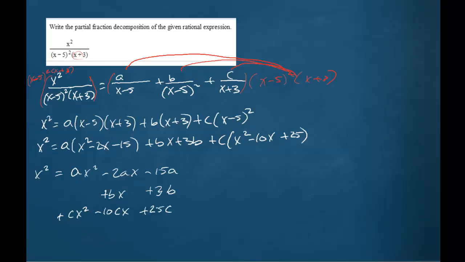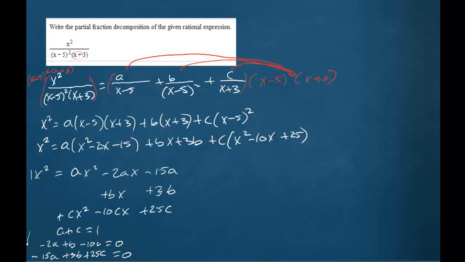And now this is going to give us a system of equations, because all we have in terms of quadratic terms over here on the right is Ax squared plus Cx squared. And if that's equal to x squared with an understood 1 out front, that tells us that A plus C must equal 1. Then we have minus 2Ax plus Bx minus 10Cx over here on the right, but we have no linear term over here. So the linear coefficients, minus 2A plus B minus 10C, must equal 0. And the same thing with the constant coefficients. There's no constant term on the left, so those constant coefficients, minus 15A plus 3B plus 25C, must equal 0.